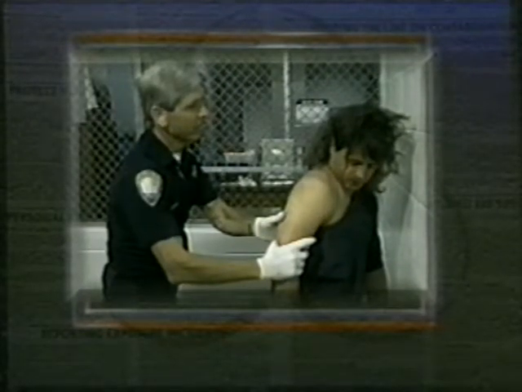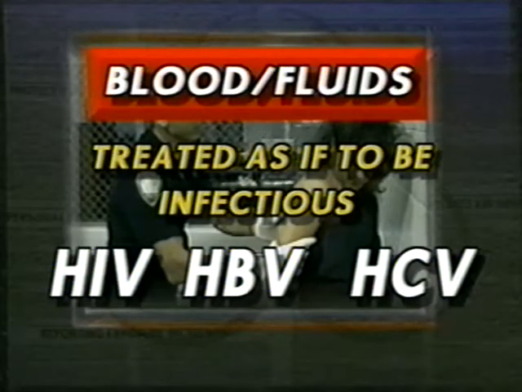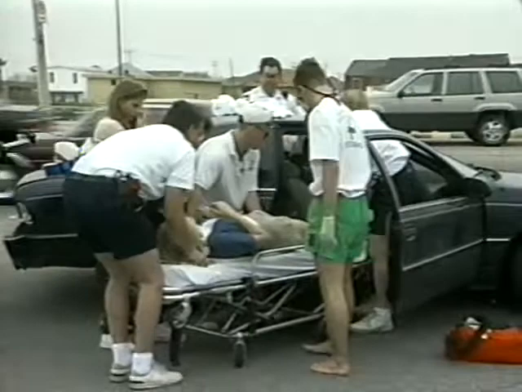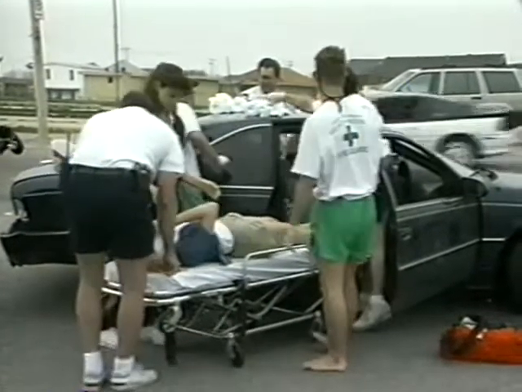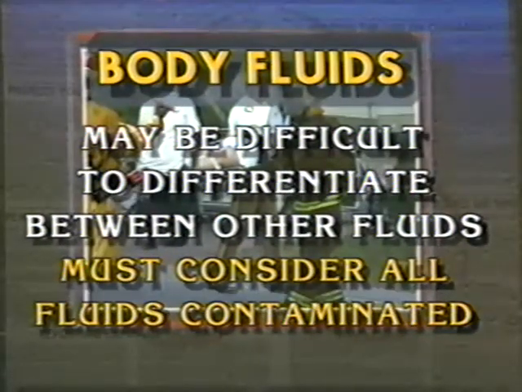Standard precautions. Standard precautions is a method of infection control in which all human blood and certain human body fluids are treated as if they are known to be infectious for HIV, HBV, HCV, and other bloodborne pathogens. Standard precautions are to be observed in all situations where there is a potential for contact with blood or other potentially infectious material. Some body fluids may be difficult to differentiate from other types of body fluid. In this case, all body fluids are to be considered potentially infectious.